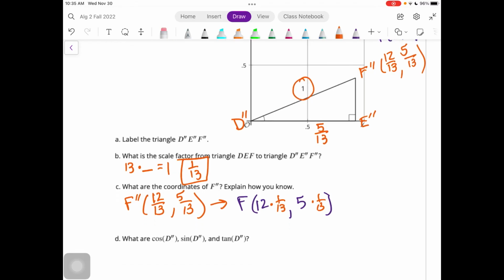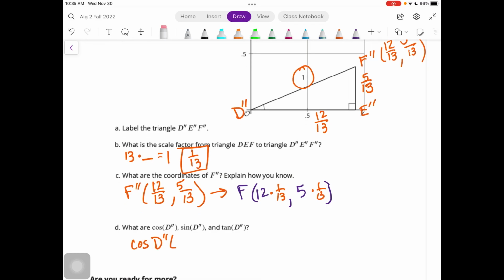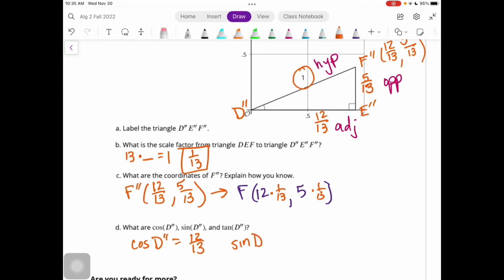All right, so our cosine of D double prime is, let's go back up here. Our x value was 12/13, and our y value was 5/13. All right, so our cosine is the adjacent side, which is right here. And there's the opposite, and here's the hypotenuse. So the adjacent side, 12/13, over the hypotenuse, which is 1, so you can just leave that the way it is. The sine of D double prime is 5/13, because that's the opposite side, over the hypotenuse, which is 1, so you can just leave it the way it is.